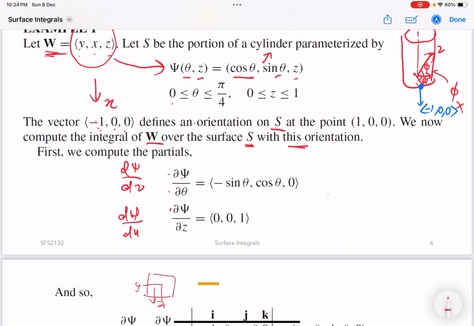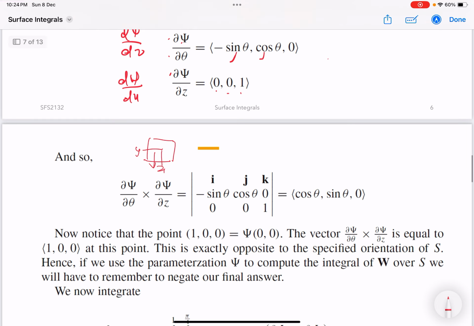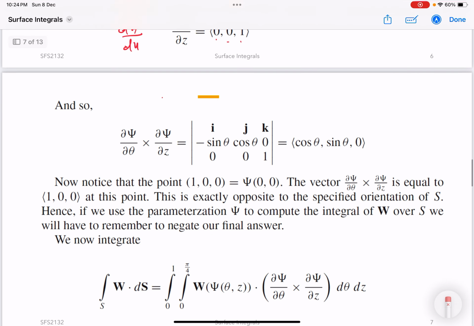So first we partially differentiate in terms of theta. You have cos becomes negative sine, and your sine becomes cos, z becomes 0. And also d psi over dz, again the same parameterization with respect to z, so you have 0 0 1 for sure. So next is to do the cross product.